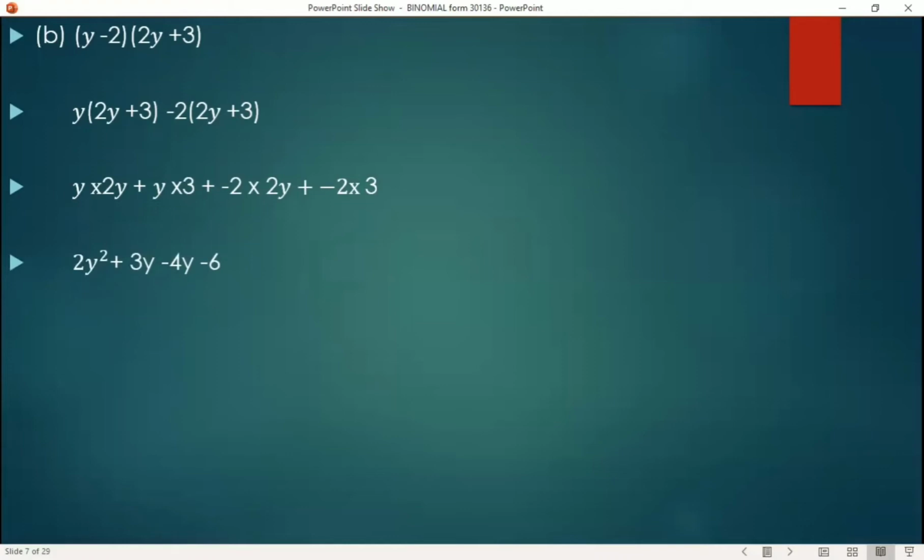y multiplied by 3 gives 3y. Minus 2 multiplied by 2y is minus 4y. And minus 2 multiplied by 3 gives minus 6. Again, here we have to simplify the middle terms. That is 3y minus 4y gives minus 1y. So the final answer for this part is 2y squared minus y minus 6.